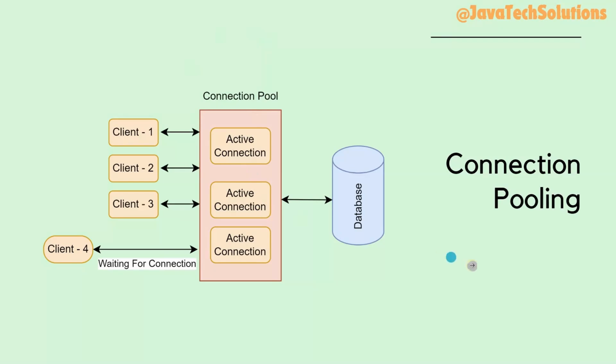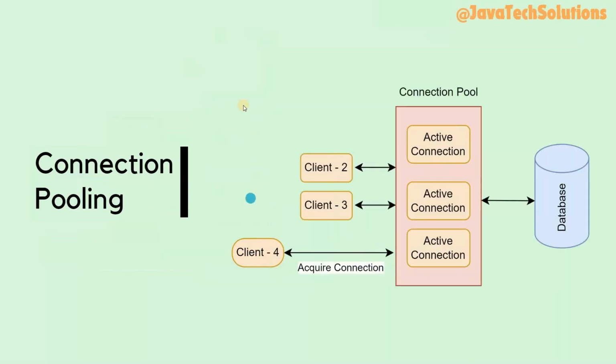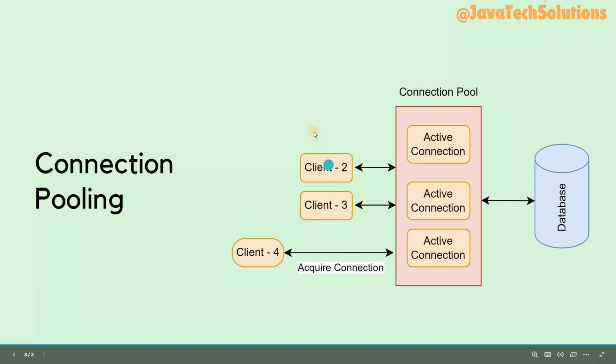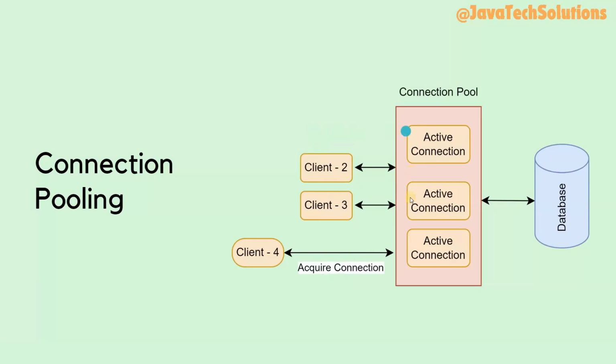Let's see this. Here client 1 releases the connection, so one connection becomes available. Client 4 then acquires the connection from the connection pool. So this is the concept of connection pooling.